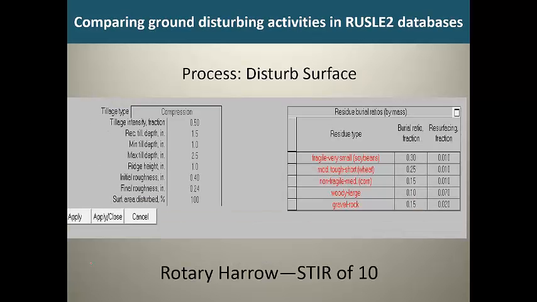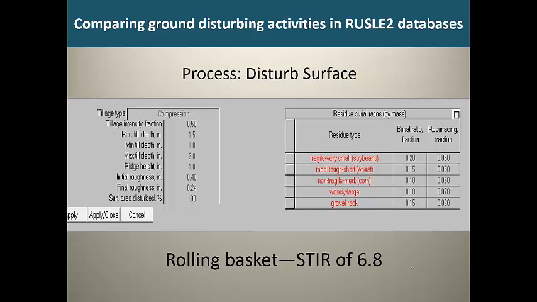Here's the rotary harrow. It has a stir of 10, okay? And that tool's tillage type is primarily compression. And then the rolling basket has a stir value of 6.8. And it is considered a compression tool, and the surface area disturbed is 100.